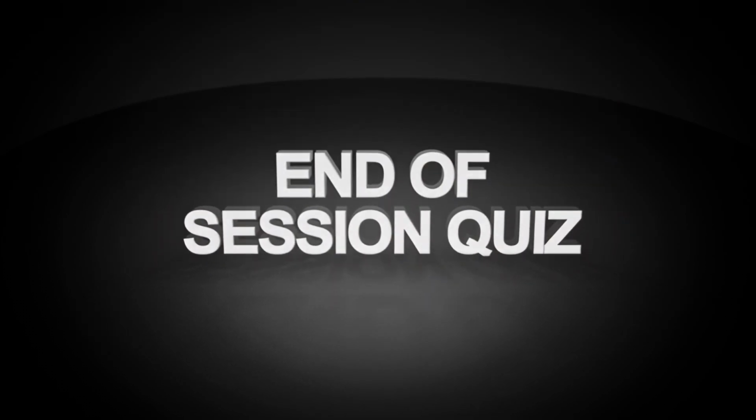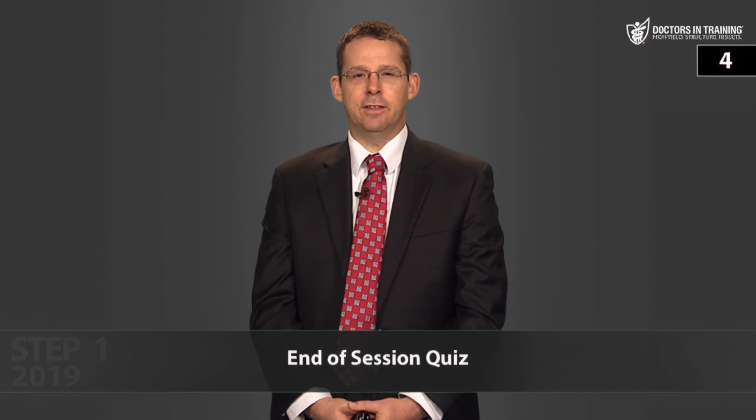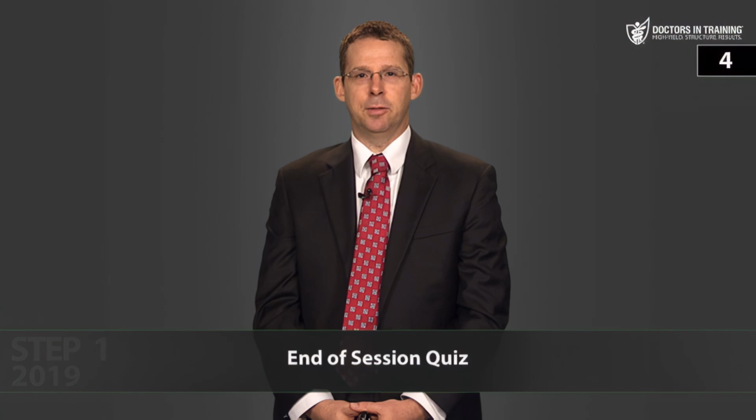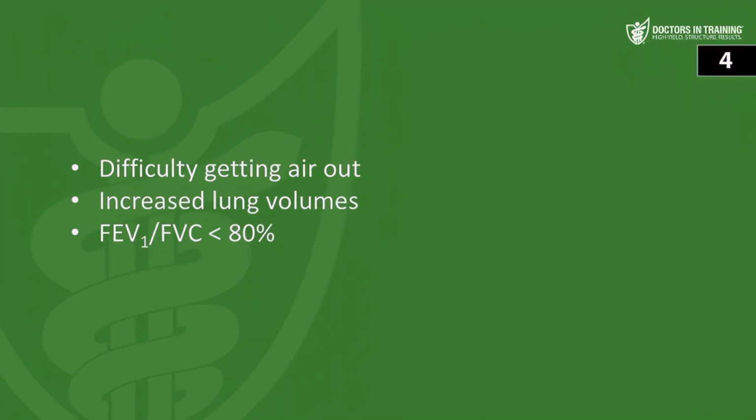All right, are you ready now? What are the hallmark characteristics of obstructive lung disease on pulmonary function tests? The hallmarks are difficulty getting air out, increased total lung volumes, and their FEV1 to FVC ratio is typically less than 80.